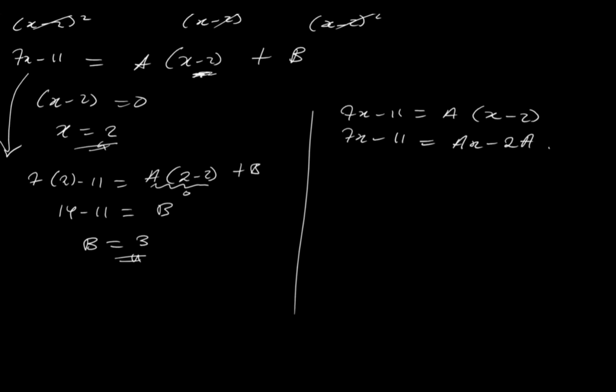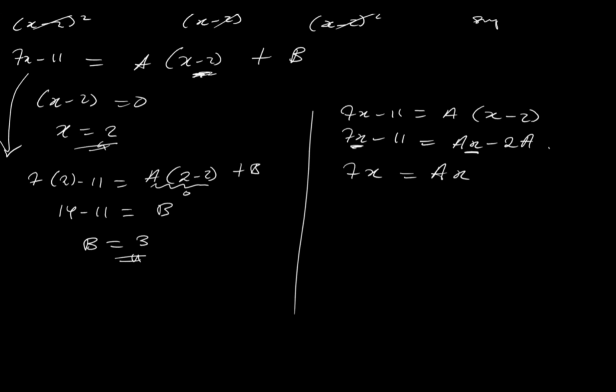Now, all you have to do is to equate the terms. The one with the power 1 will go with the one with the power 1. The one with the power 2 will always go with the one with the power 2. And that is the key. So you have 7x is equal to ax. So this goes with that.